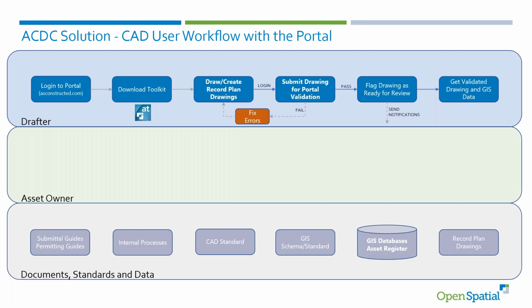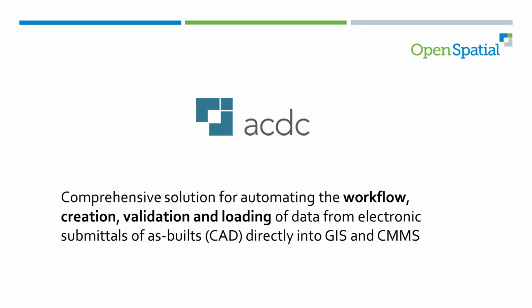If you are using ACDC on the desktop, once that drawing is valid, you can write the data directly to your GIS. This is how we can, within a matter of minutes, take a CAD drawing, validate it, and get fully validated GIS data, with attributes in the cloud or on the desktop.